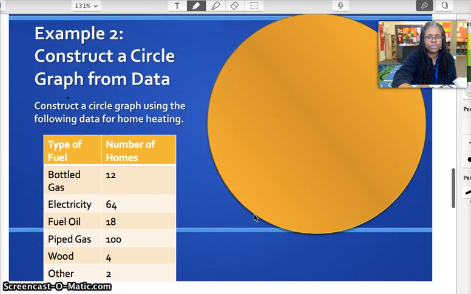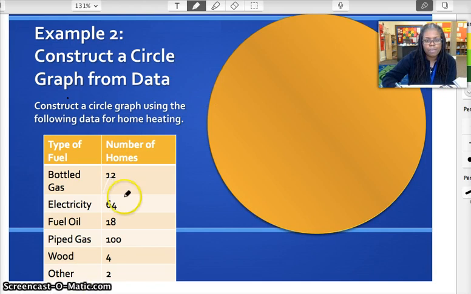Here in example 2, we're going to construct a data circle from the graph, but this time notice we are not given percentages. So we're looking at different values that someone could use, different ways that someone could fuel their home: bottled gas, electricity, fuel oil, pipe gas, wood, and other, that they could warm their home, that is. And so we could go to percentages, but I like to go straight to degrees because, well, let's do degrees and then we'll do percentages. So how can we calculate percentages?